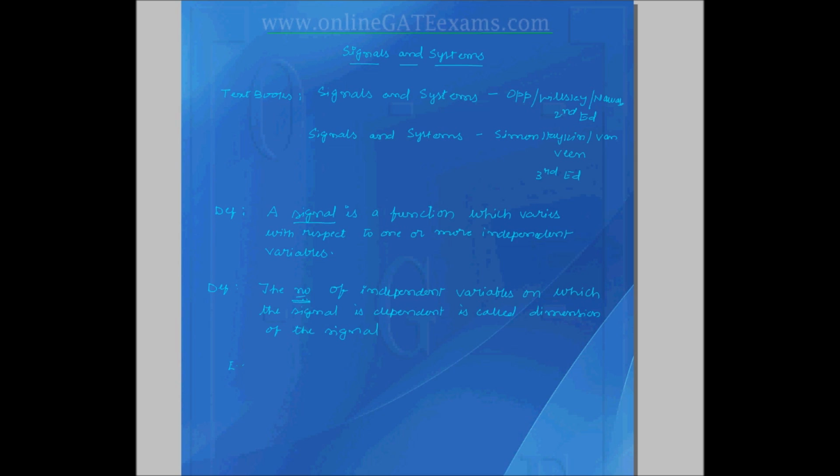So for example, if you take x of t equal to cos t, t square and so on, all these are one dimension signals. Why? Because t is the only independent variable on which the signal is dependent. Okay, similarly, if I take f of x comma y equal to, let us say, x square plus y, or if we take xy, all these guys are examples of two dimension signals.